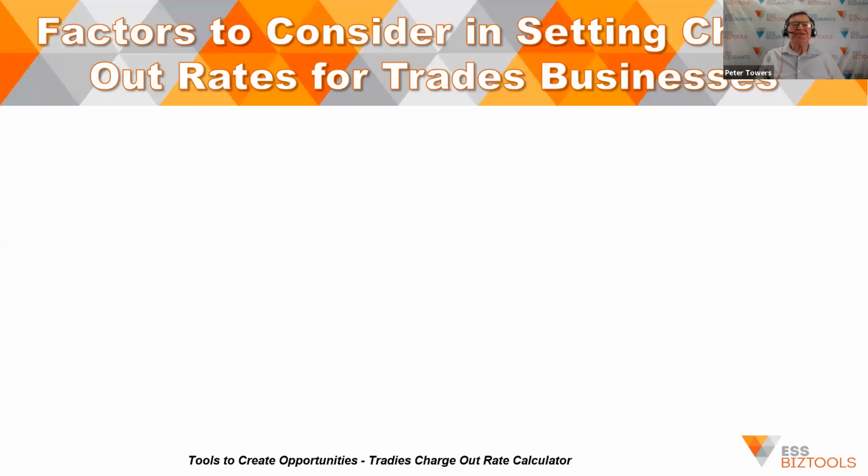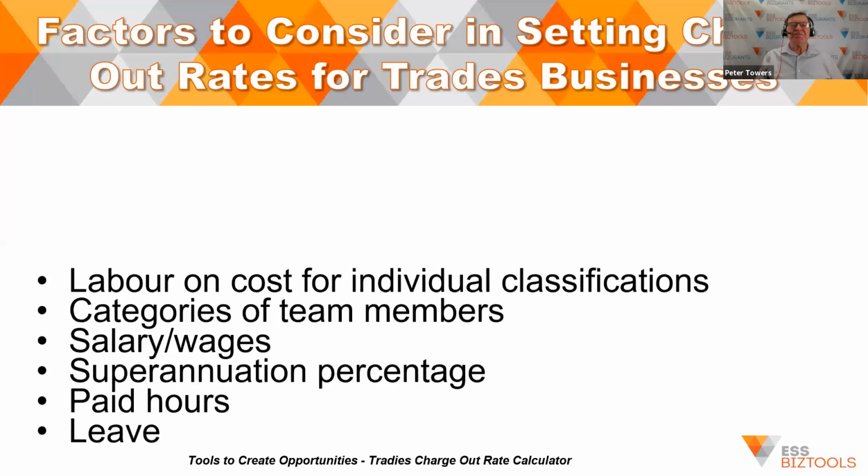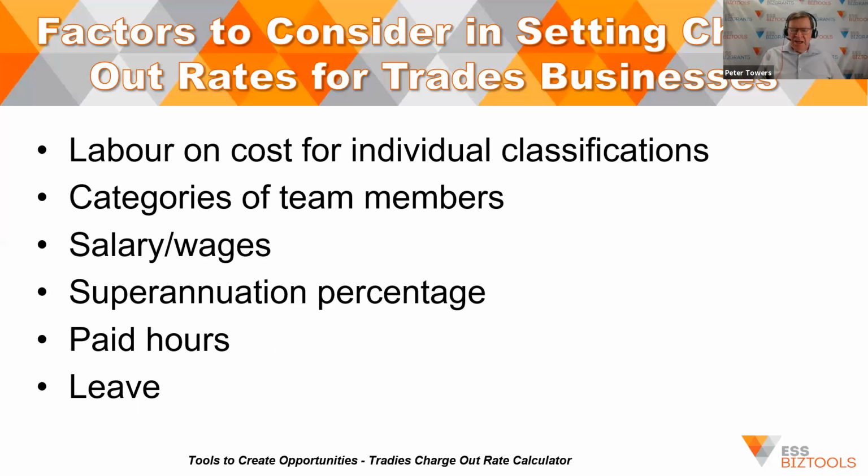Factors to consider in setting charge out rates for trades businesses. First of all, an opening comment. Every accountancy firm has got some tradies. Some of you have got hundreds of them. Some have got 10, 20, 30. I find that a lot of tradies businesses have been ignored by the accountancy profession over the years. What tends to be done is to prepare a set of financial accounts and a tax return.